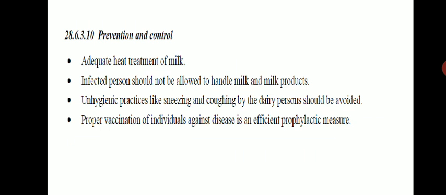The person who is already infected with Corynebacterium diphtheriae should avoid handling of milk and the milking process or milk related products. Unhygienic practices like sneezing and coughing by dairy persons should be avoided, as sneezing and coughing may introduce this bacteria into milk and milk related products. Then proper vaccination of individuals against diseases is an efficient prophylactic measure. There is a vaccine called diphtheria vaccine, and that vaccination should be regularly done.